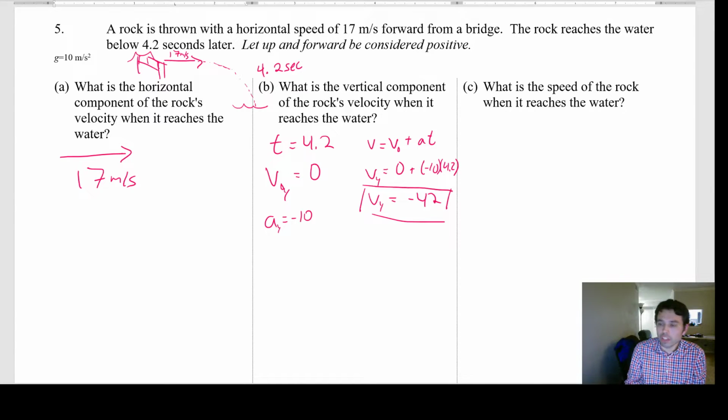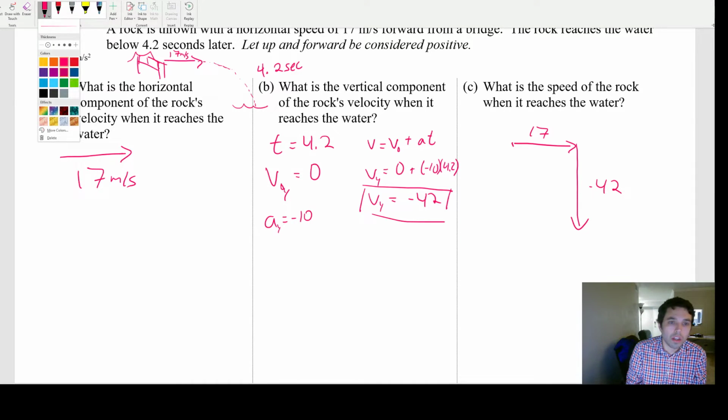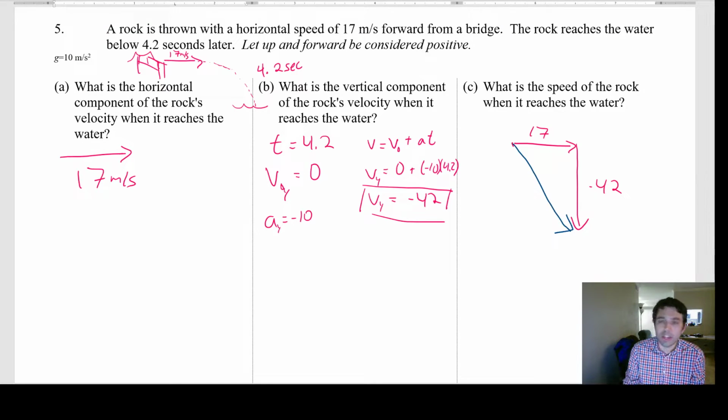That's that one. Now the last part, C, is asking what is the speed of the rock when it reaches the water. All right, so guys, when they say it this way, they're talking about the total speed of the rock, the resultant velocity. Well, it has 17 meters per second horizontal velocity, and it has -42, so 42 meters per second down of vertical velocity. Those are one-dimensional. They want total speed in the two-dimensional plane. So all I have to do is the Pythagorean theorem, right? 17 squared plus 42 squared, add it up and then square root that, because we're trying to find the hypotenuse.